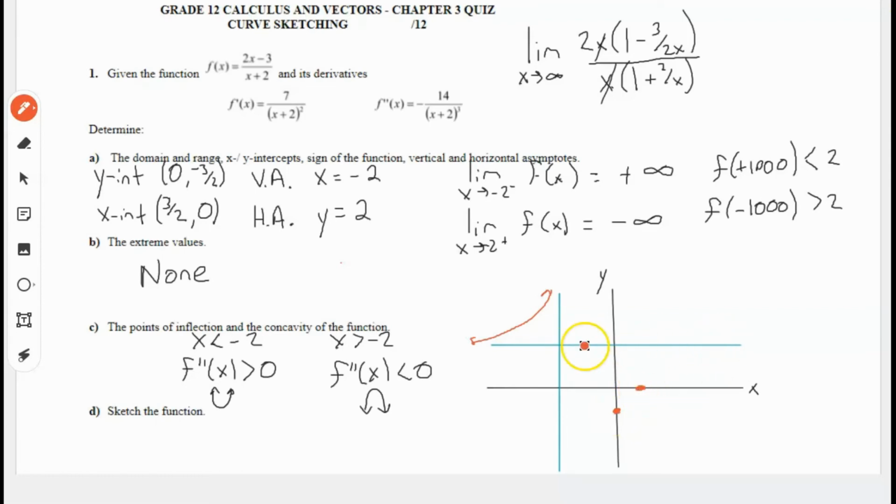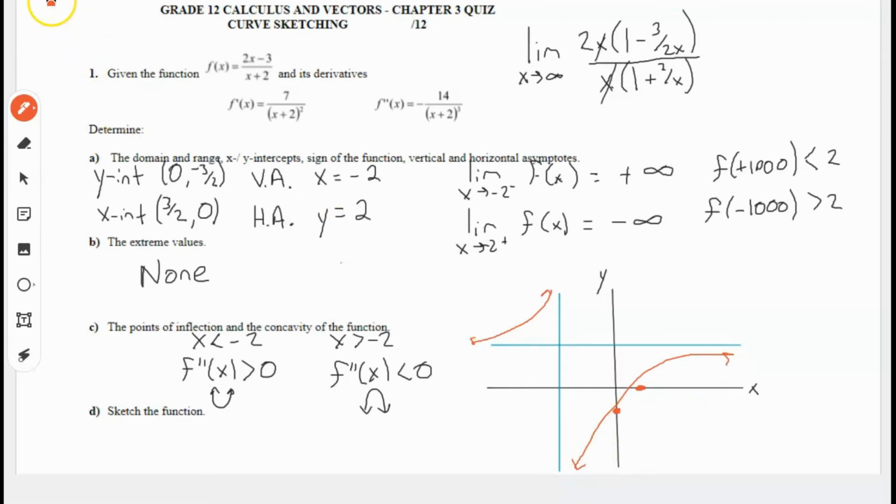As we approach the horizontal asymptote, we approach it from below, right? Because it's less than 2. So we approach it from below over here. And as we approach the vertical asymptote from the right, we go to -infinity. So it looks something like that. It should have gone through the intercept, but something like that.